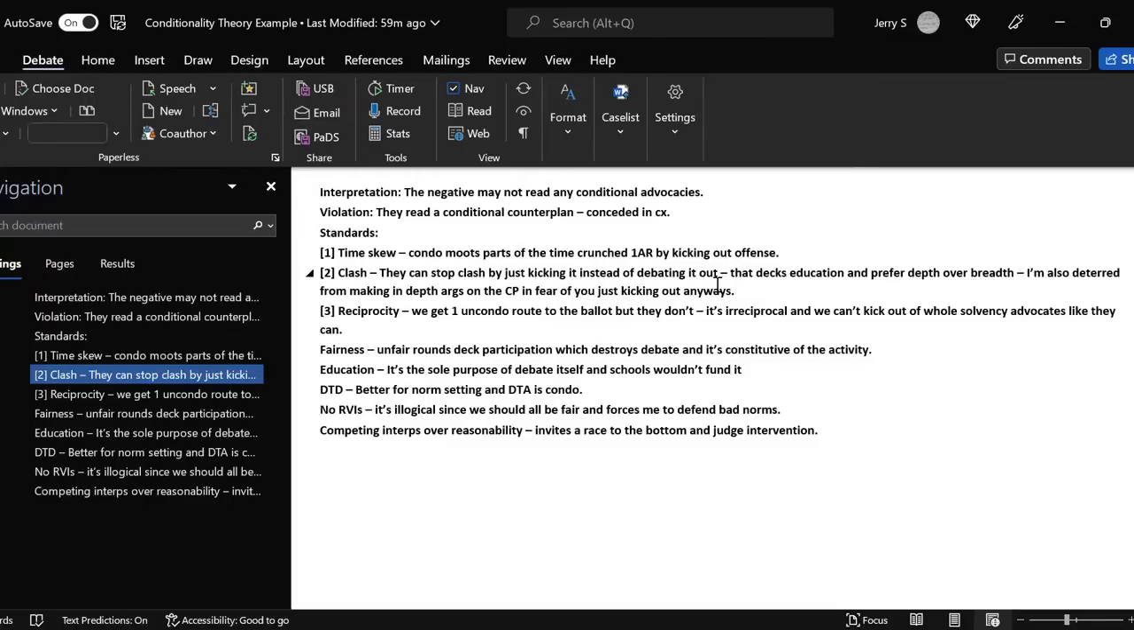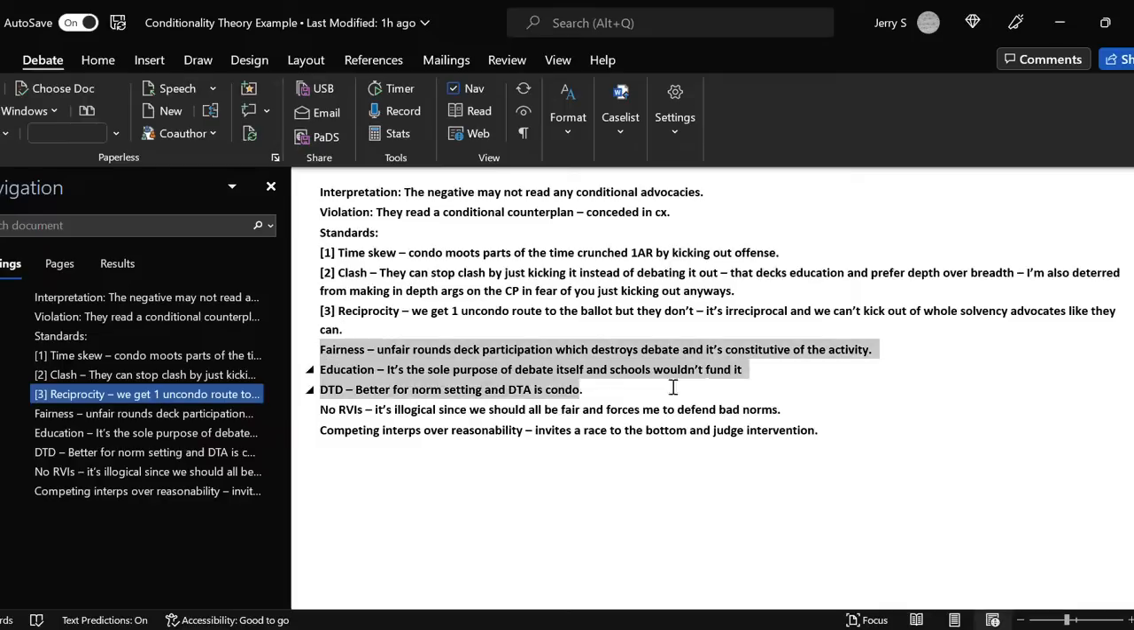But the neg obviously knows the AF is not going to kick out of the entire AF. Well, very likely that they won't, but they get multiple conditional routes, or a sort of conditional route to the ballot that we don't. That's irreciprocal. That's unfair. It does not provide us equal footing or equal burdens in the round, and that acts as a standard for reciprocity.